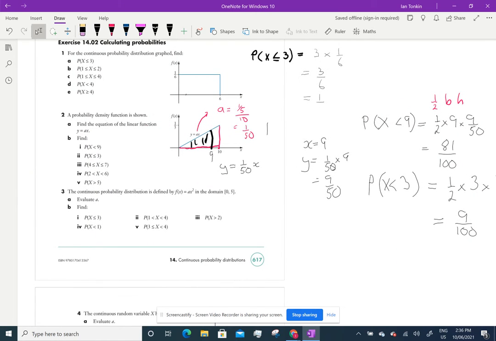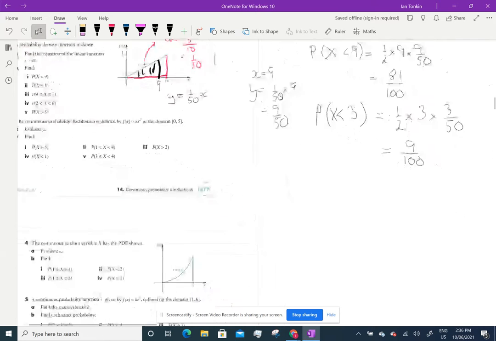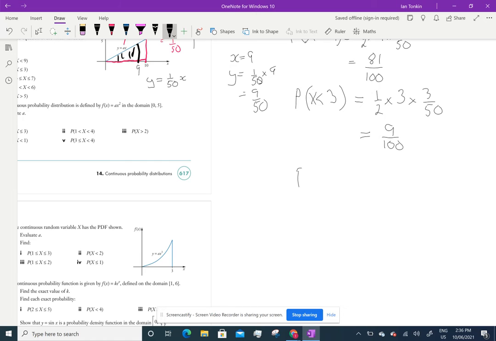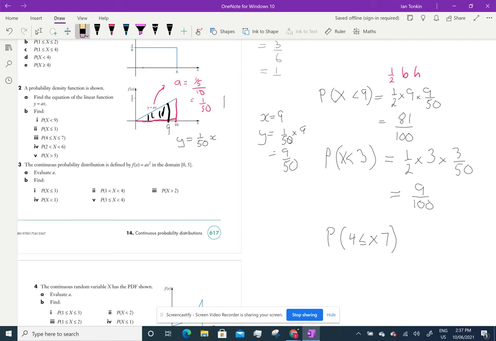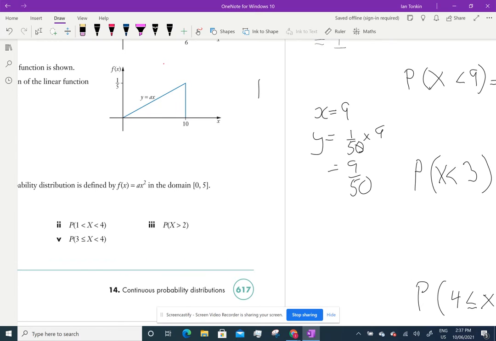But what about greater than 5? So then, oh, well, I'll do between 4 and 7. So the probability of X between 4 and 7. And let's have a look at this. If I'm finding this, it's the area. So 4 to 7. So I'm finding this area in here.